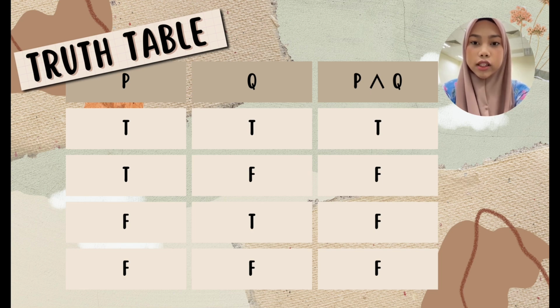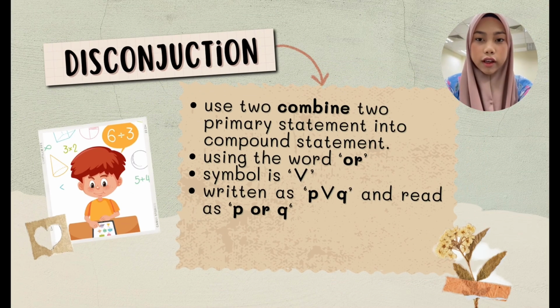For example, P true, Q true, P and Q will be true. P true, Q false, P and Q will be false. P false, Q true, P and Q will be false. P false, Q false, P and Q will be false.